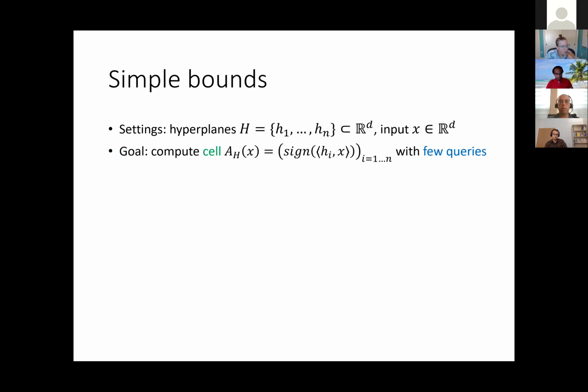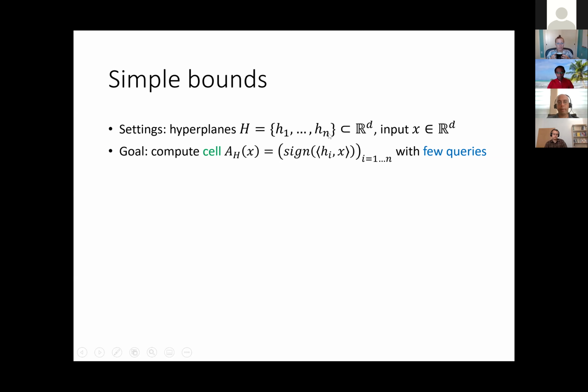And now here's the simple bound. Let's just recall the setting. We have these hyperplanes, n of them. Fixing notation throughout the talk, we're always going to work in dimension D, and we're always going to have n hyperplanes. So these are the two parameters, the number of hyperplanes, n, and the dimension D. My goal is to compute the cell here using a few queries.